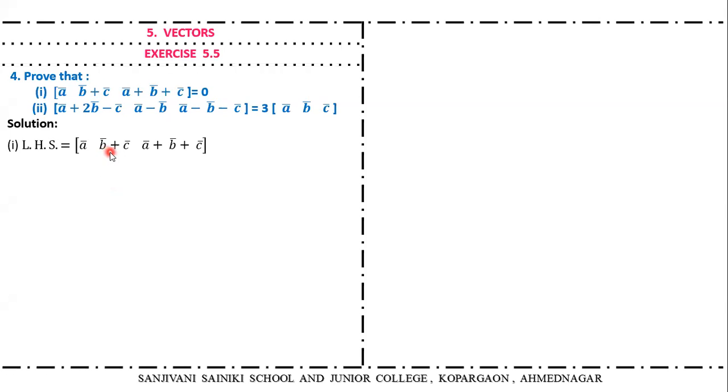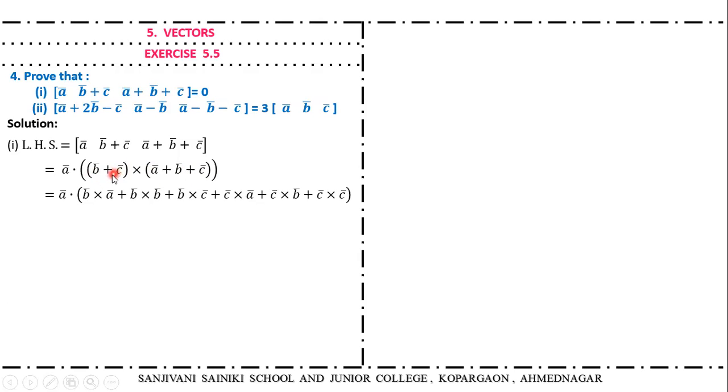First, the left hand side is the scalar triple product of A bar, B bar plus C bar and A bar plus B bar plus C bar. We will write it in the form of dot and cross product. So A bar dot B bar plus C bar cross A bar plus B bar plus C bar. Now take the cross product of these two vectors. First of all, B bar cross A bar plus B bar cross B bar plus B bar cross C bar. Then C bar cross A bar plus C bar cross B bar plus C bar cross C bar.